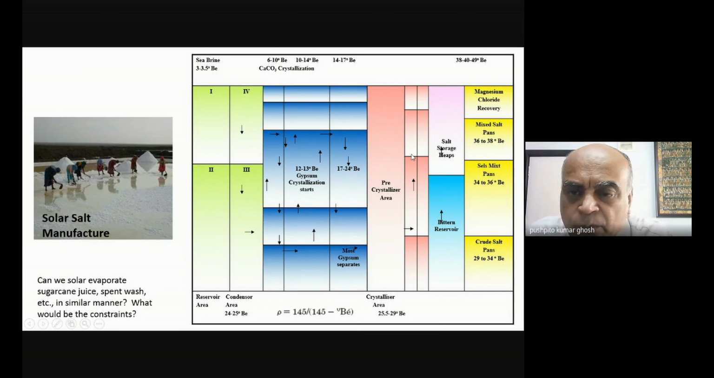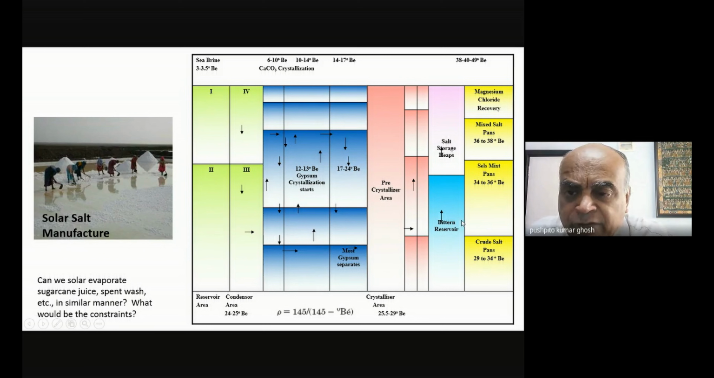These pans are very shallow because you need a high surface area, and so sodium chloride is being formed here and collected. You also get a mother liquor which is known as bittern. It's called bittern because it is bitter in taste. This is a tremendous resource for recovering many important chemicals like potash, bromine, magnesium chemicals.